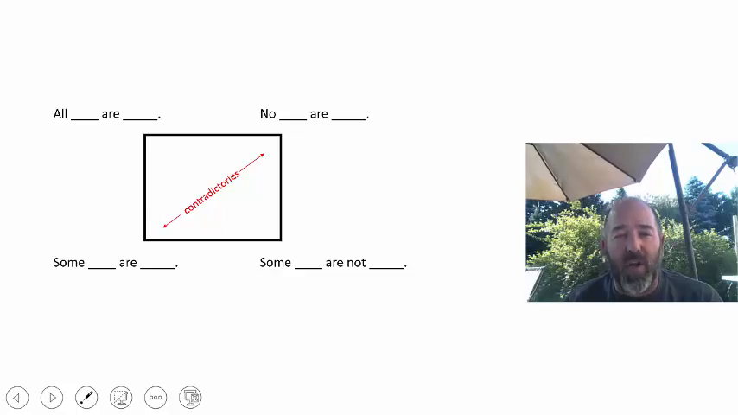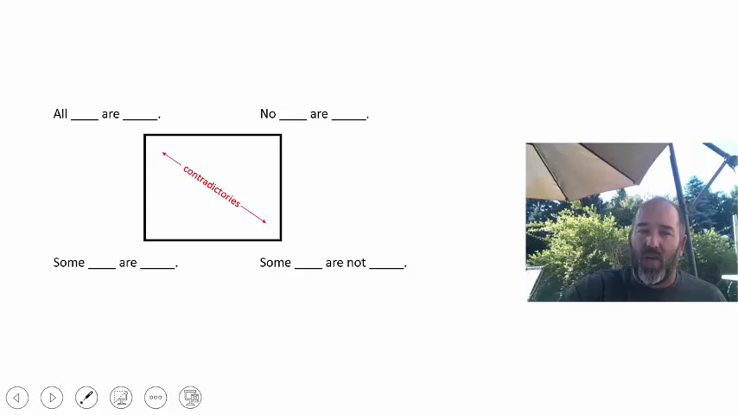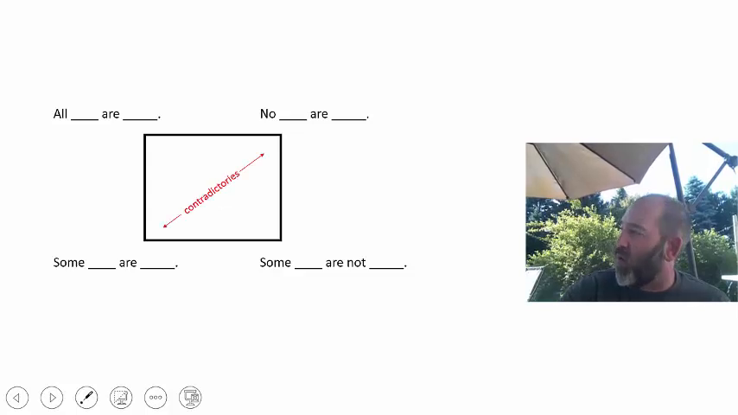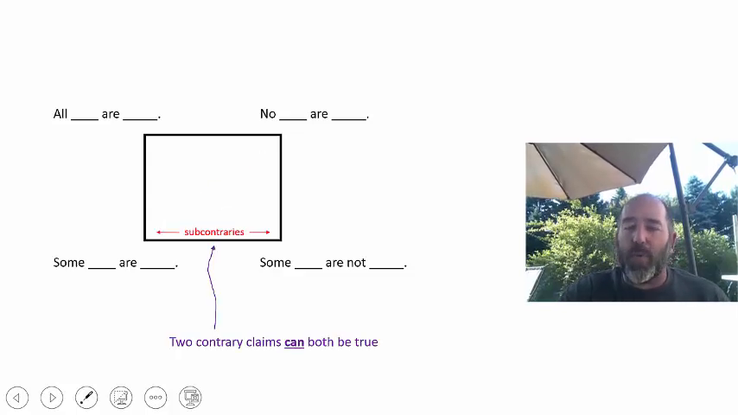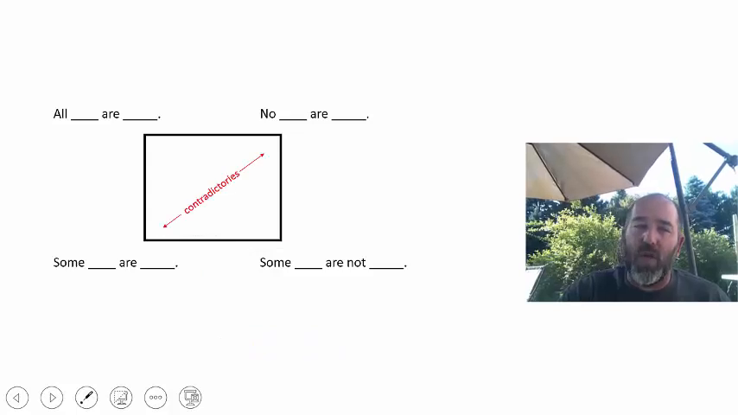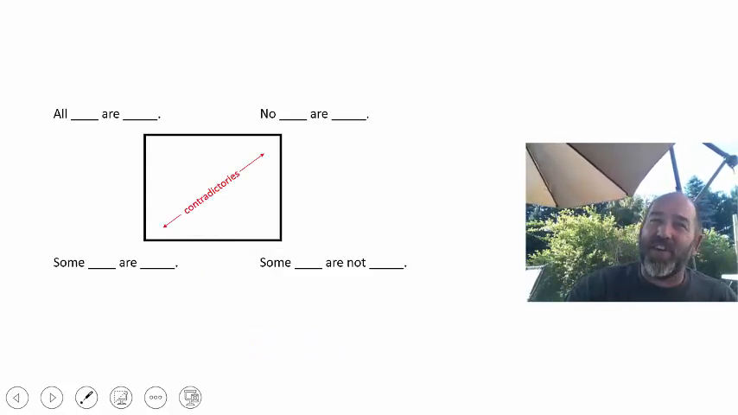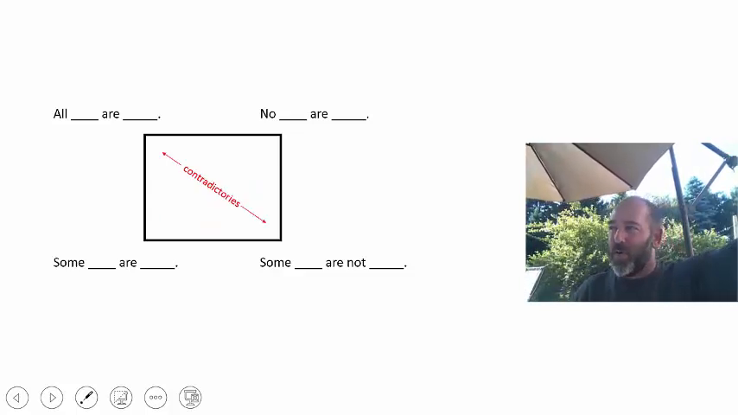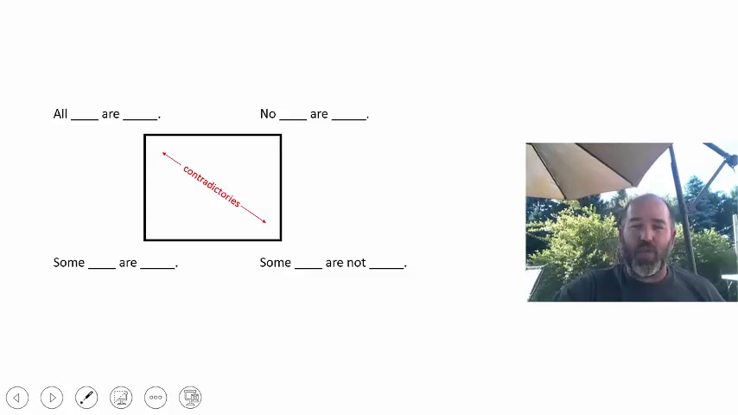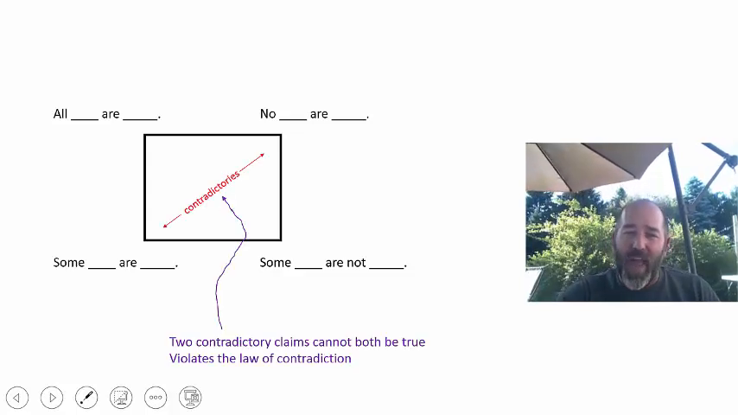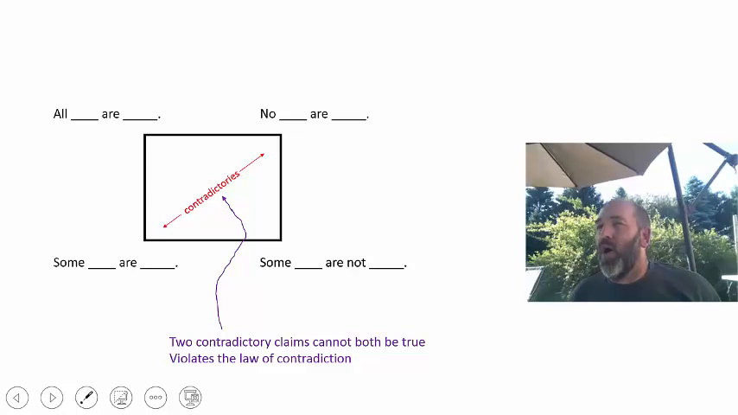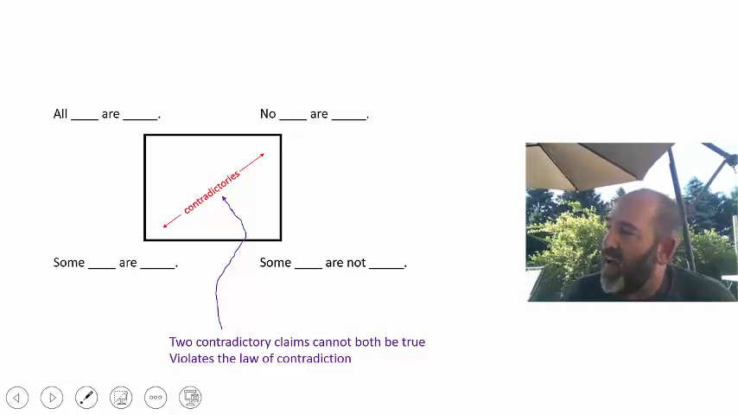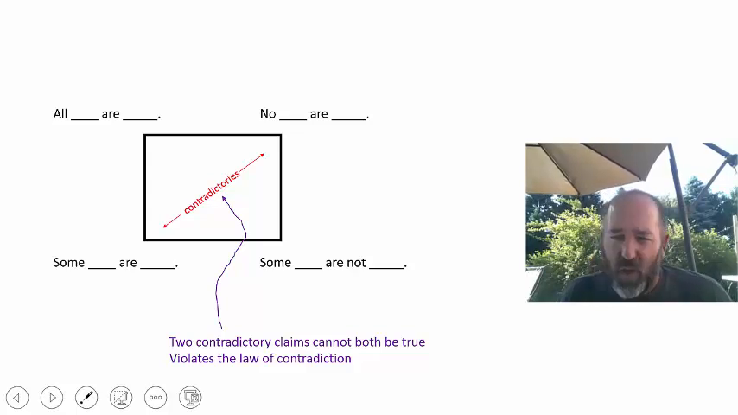Like contraries, contradictories are apart from one another at angles on the square of opposition. The particular affirmative to the universal negative, right? And the universal affirmative to the particular negative. Those are what are called contradictories, right? Two contradictory claims also cannot be both true at the same time. Like contrary claims, they are a direct violation of the law of non-contradiction.